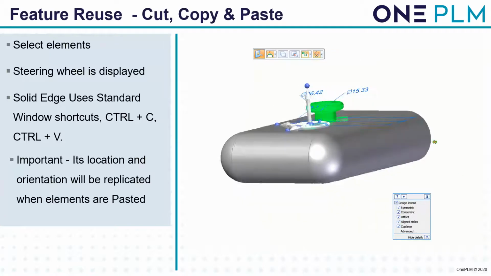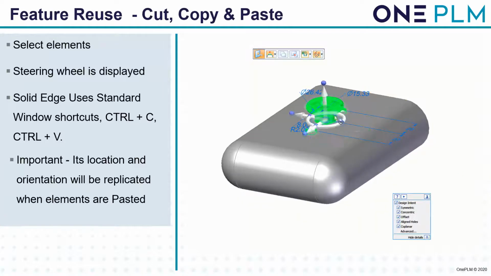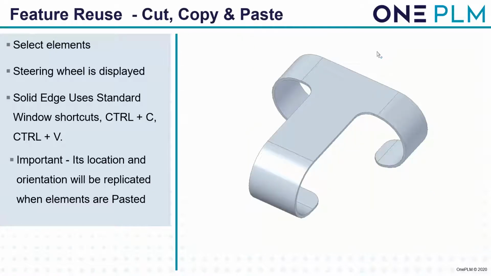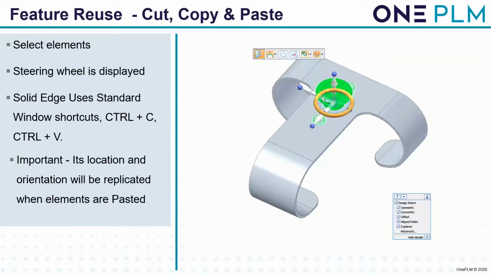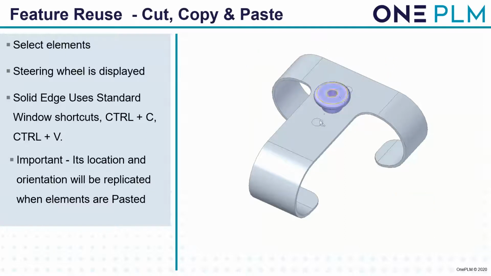So next we're going to have a look at feature reuse. So we're going to look at cut, copy and paste. We select the elements, look at the steering wheel, and decide where we want the origin to be for us to repaste it. Standard keyboard shortcuts, Control C for copy, Control V for paste, and then we're going to use F3 to link that. What that's doing is adding the tool plane to that plane, and then we can use standard synchronous operations to align that up.